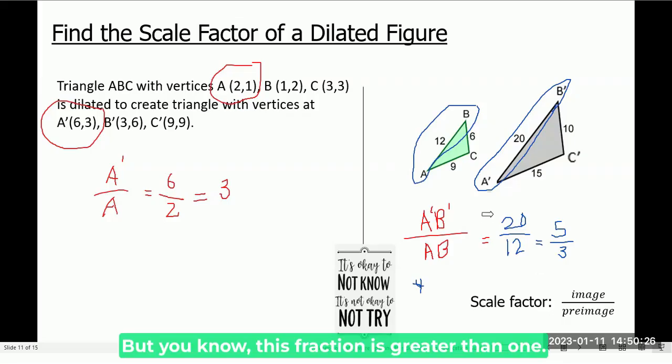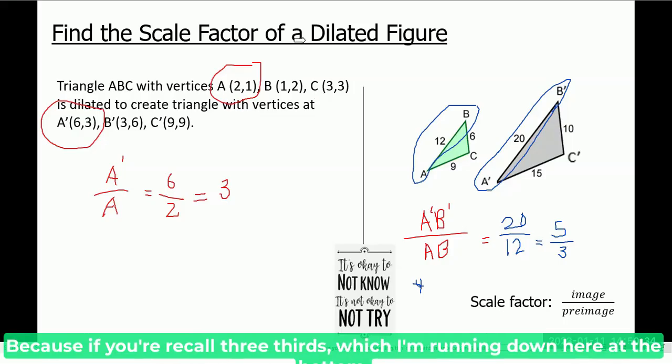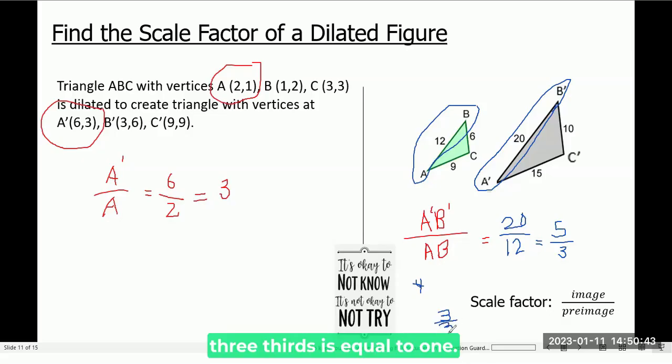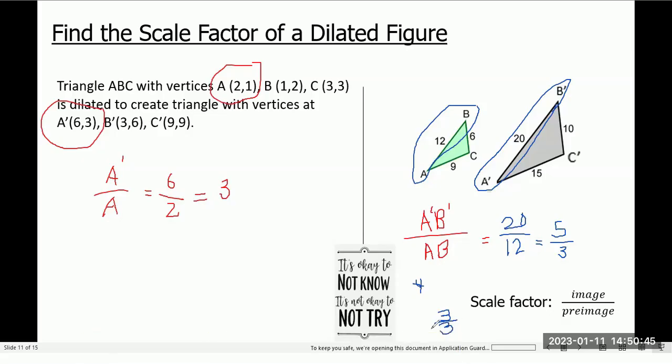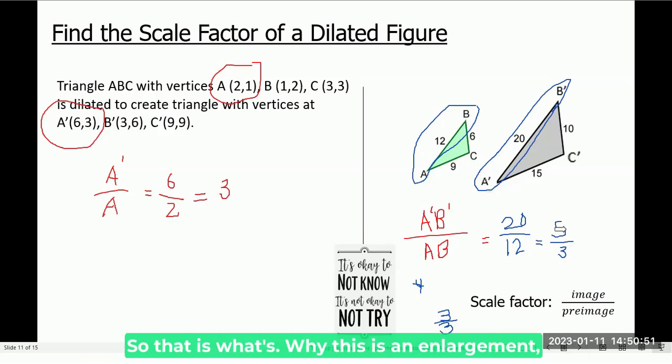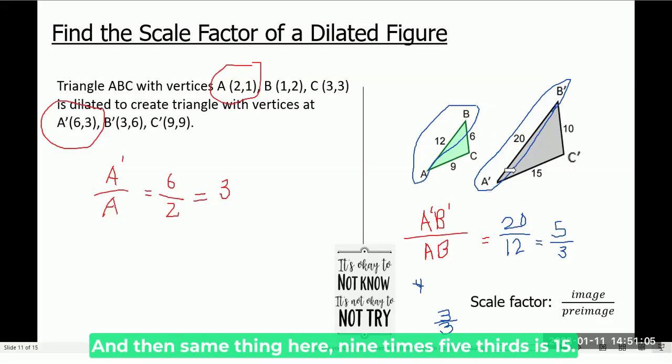Okay. But this fraction is greater than 1. Okay, 5/3 is greater than 1 because if you recall, 3/3, which I'm writing down here at the bottom, is equal to 1. So if you have 5/3, that's greater than that. So that is why this is an enlargement, which it is, because this triangle enlarged to this one. And 12 times 5/3 is 20. And then same thing here, 9 times 5/3 is 15.